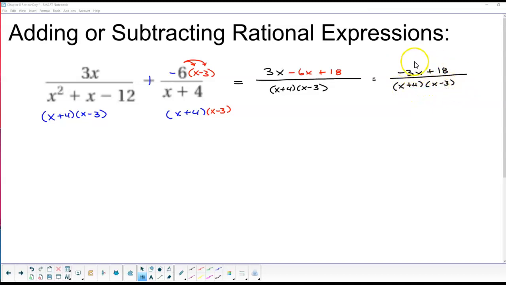Now before we say we're done, we should just check the top. I noticed that they're both factorable, so I could pull out a factor of 3. You pull out a 3 or a -3. I pulled out a -3 and I get an x minus 6 left over, which isn't a common factor with anything in the denominator, so then I know my answer is that.